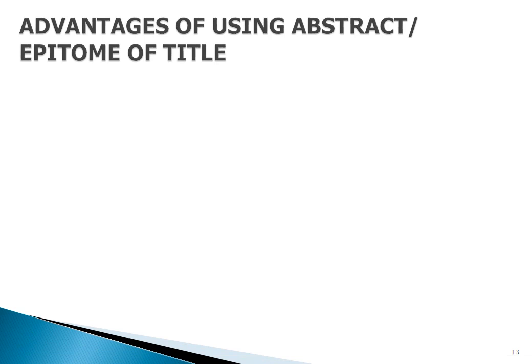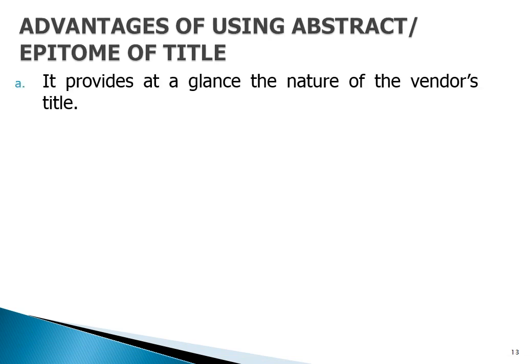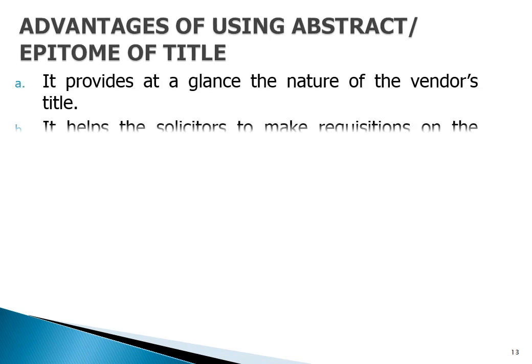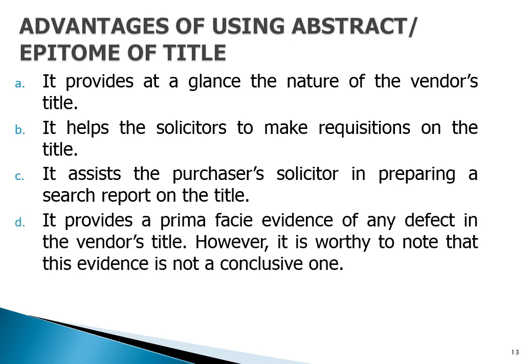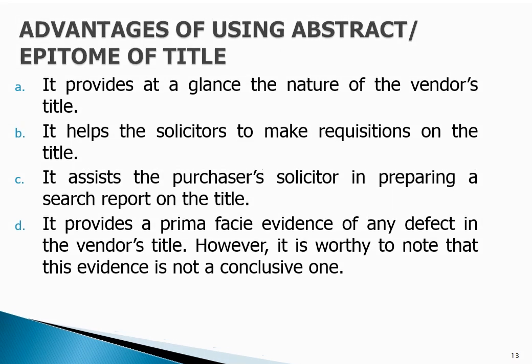Advantages of using abstract epitome of title. A. It provides at a glance the nature of the vendor's title. B. It helps the solicitors to make requisitions on the title. C. It assists the purchaser's solicitor in preparing a search report on the title. And D. It provides a prima facie evidence of any defects in the vendor's title. However, it is worthy to know that this evidence is not a conclusive one.